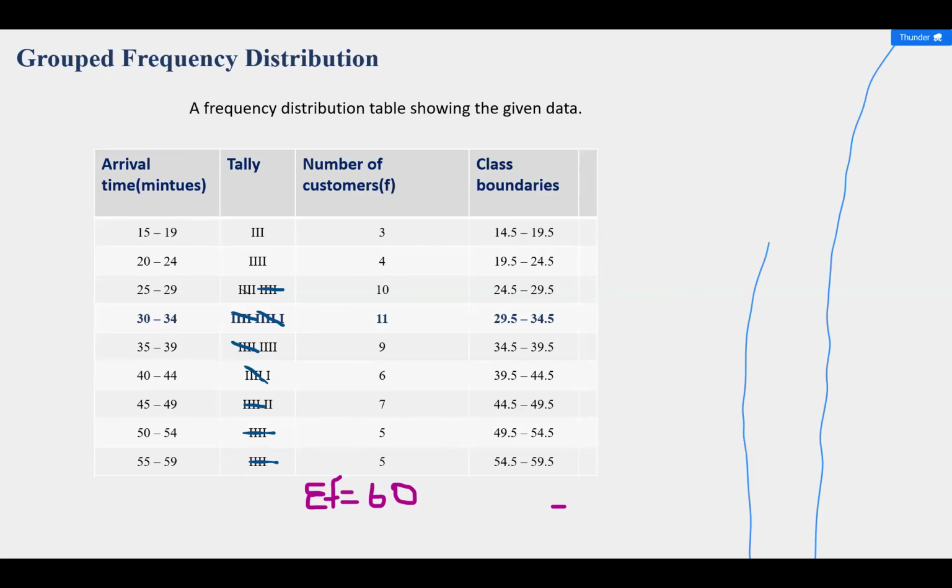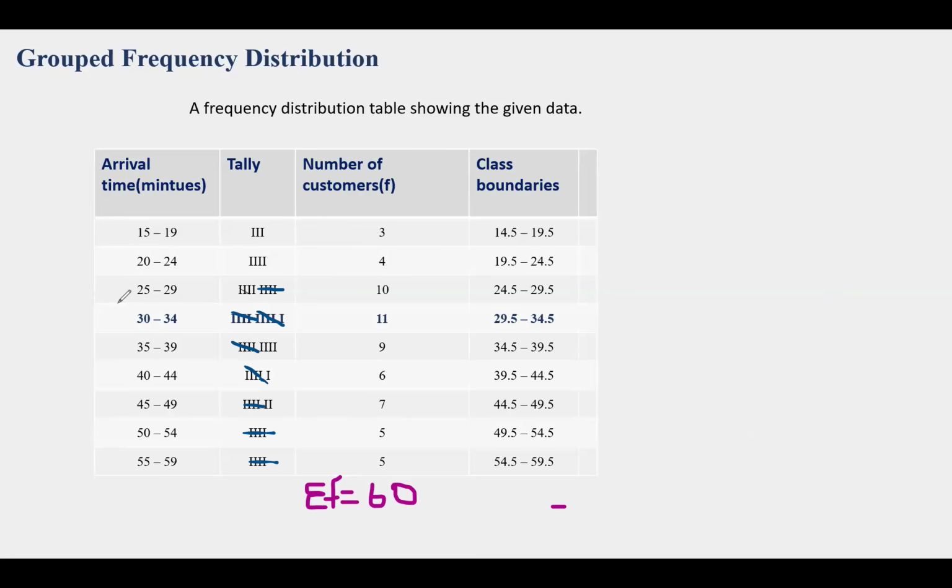And from 45 to 49 minutes, we had 7 customers arrive. 50 to 54 minutes, we had 5 customers arrive. And 55 to 59 minutes, we had 5 customers arrive. So now the frequency becomes the number of customers that arrive at the different minutes or arrival times.